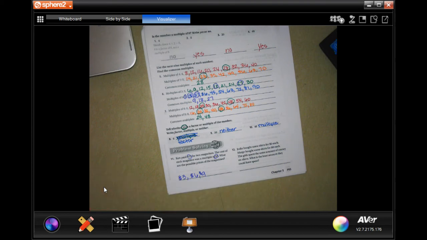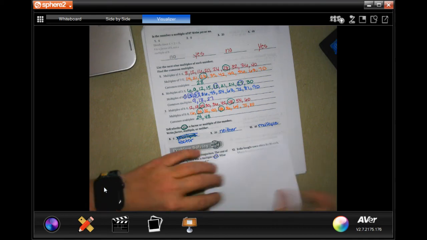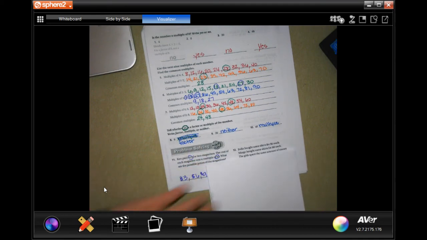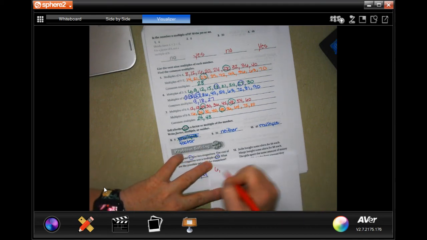All right. Jody bought some shirts for $6 each. Marge bought some shirts for $8 each. The girls spent the same amount of money on shirts, the least amount they could have spent, okay? So, multiples of 6, multiples of 8, until we get common ones.